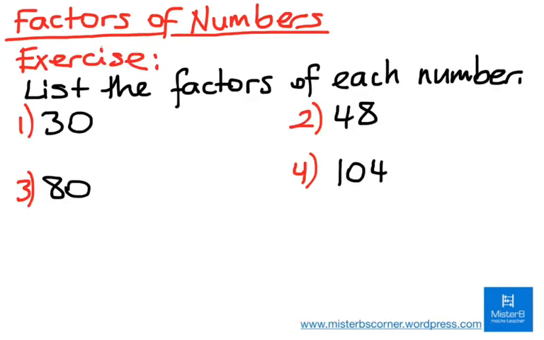Now it's your turn. List the factors of each number given here, which is 30, 48, 80, and 104. Please do the work in your books and use the online self-check for feedback. Thank you.